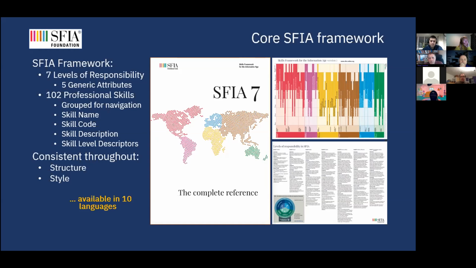The other thing about Sophia is that over the years, we've had demand from around the world, so it's now available in 10 languages. The vast majority of the translations are done by Sophia users, so we find that really encouraging because we get a good quality translation rather than one that's just based on, you know, a textbook translation.